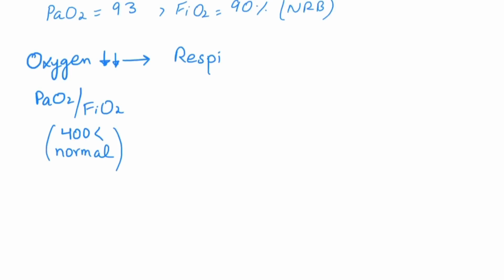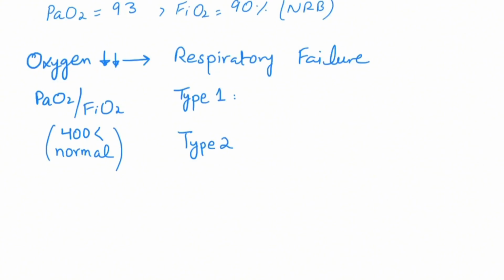compromise, if it is there or not. So the normal range is more than 400, but if it is less than that, we have different severity scales to tell us about the condition.